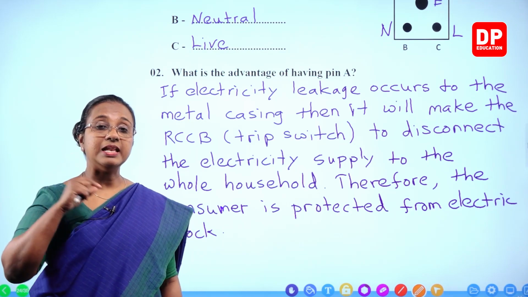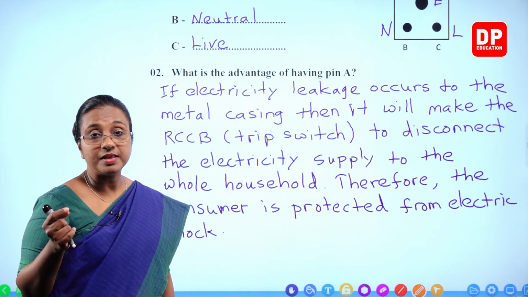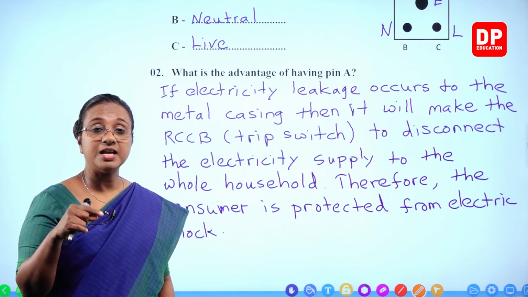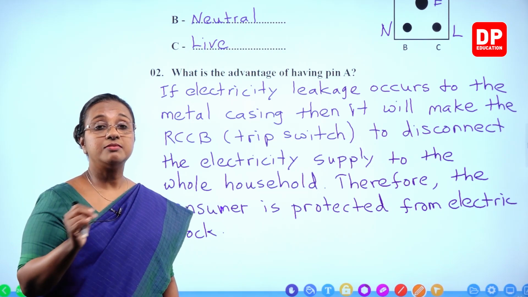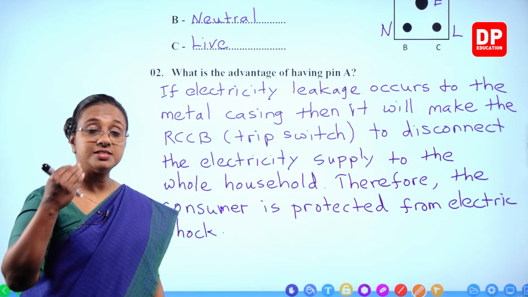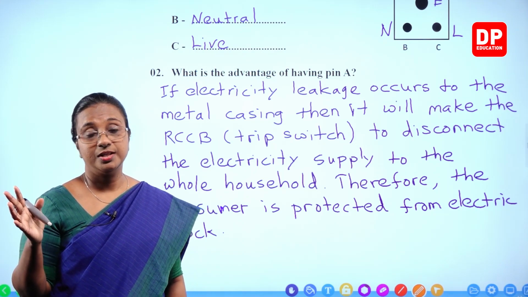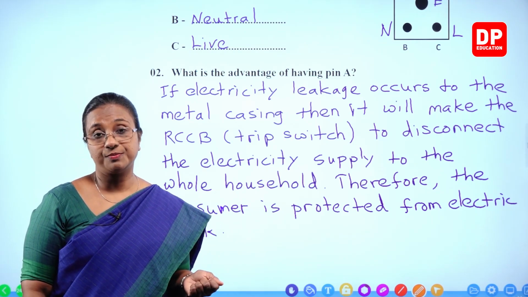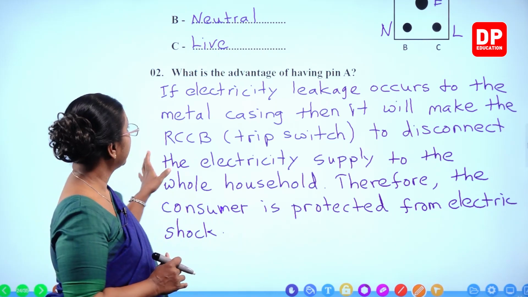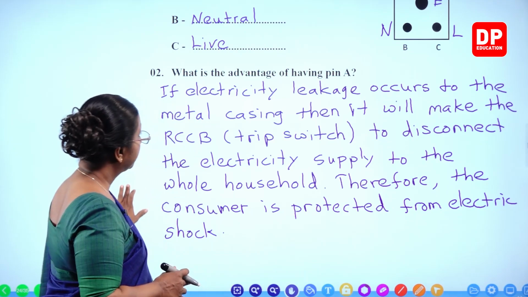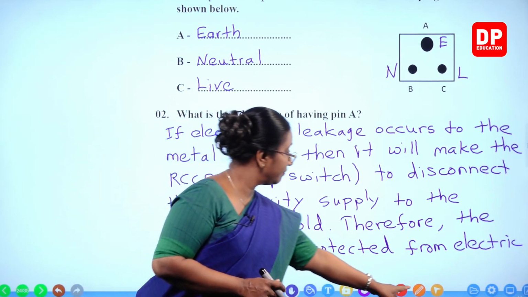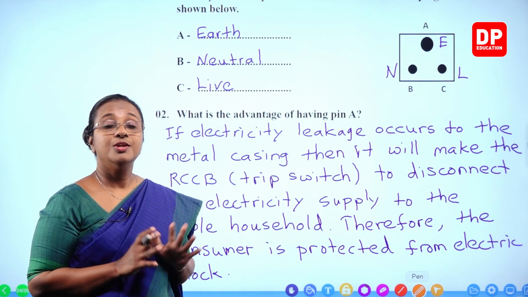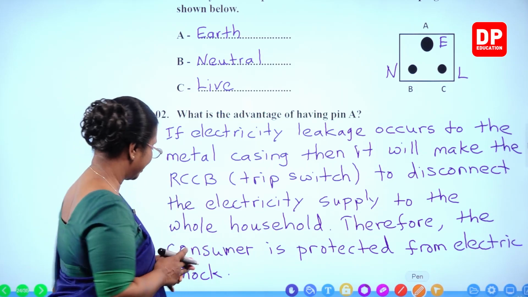That is the earth pin. Any electricity that is leaking from the electrical appliance flows through the pin and through the earth wire. At the same time, there is electricity induced to the trip switch. Because of that, the trip switch disconnects the power supply to the whole household. Therefore, the consumer is protected from electrocution or electric shock. You have to know that. So that is the advantage of having pin A. So they gave us a diagram. You identified the different pins and then the advantage of having the earth pin. So with that, students, I will move on to the next question.